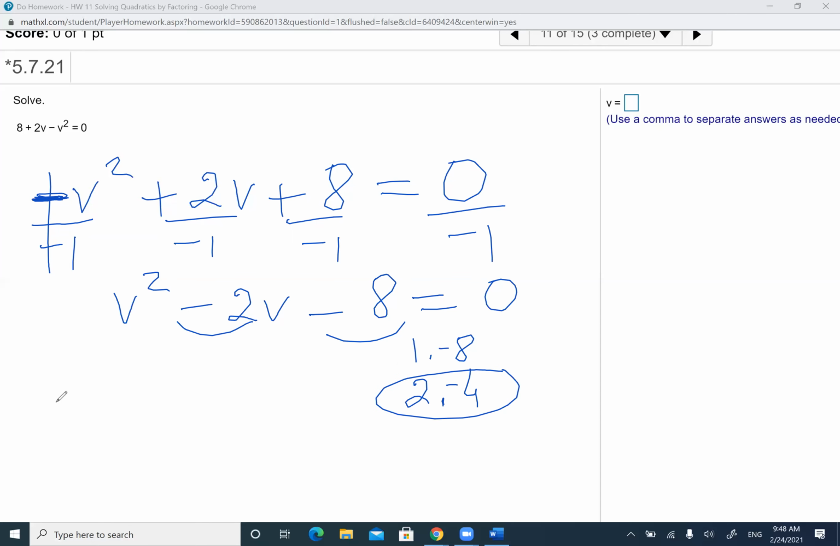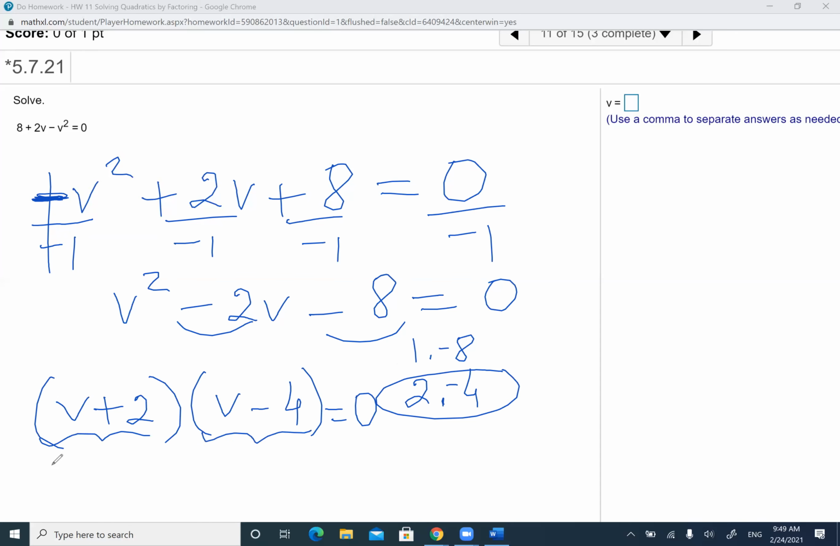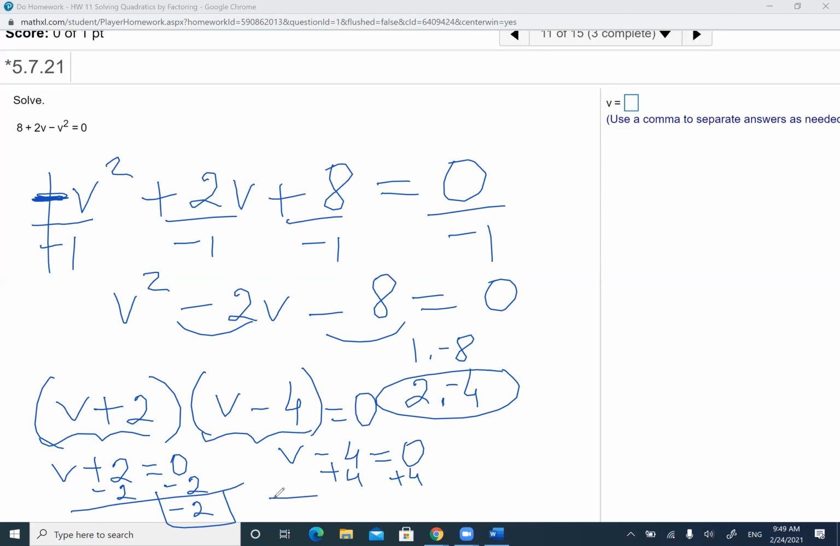So you factor v plus 2 and v minus 4, equals 0. And then solve each of those equals 0. v plus 2 equals 0, and v minus 4 equals 0. You're going to do the opposite to move it. So it's going to be negative 2 for the first one, and you're going to add 4 here, always positive, so it's just going to be positive 4.